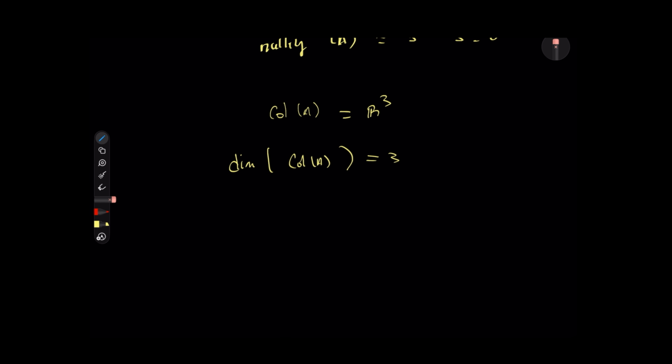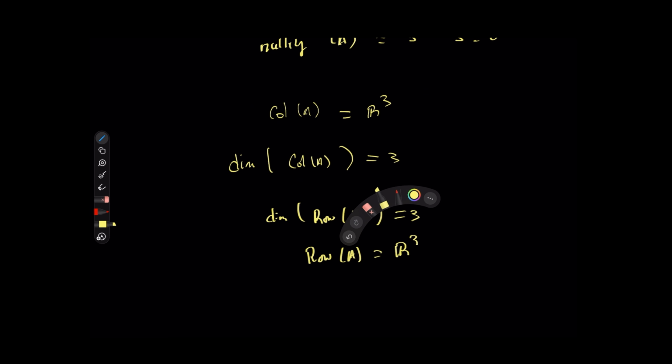Let's write it properly. The dimension of the row space of A is also equal to 3. And the row space of A is all of R3. And the row space of A, which we said is R3, exists as a subspace of R3, which means that, or rather because, the rows are linearly independent.